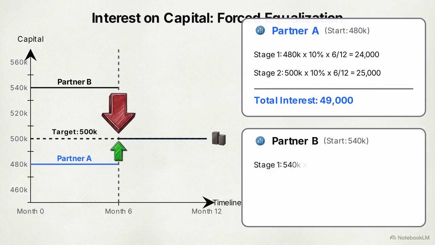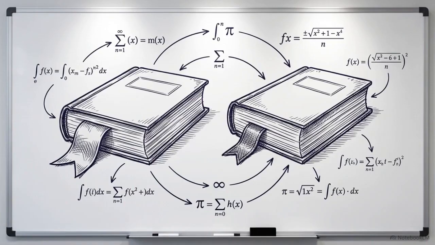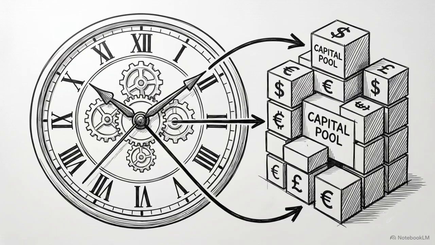Partner B followed a different path. Their initial 6 months at $540,000 earned $27,000, while their final 6 months at $500,000 earned $25,000. Their total interest is $52,000. Even though both partners finished the year with identical capital, the chronological path they took to get there resulted in different payouts. Time is just as important as the dollar amount.